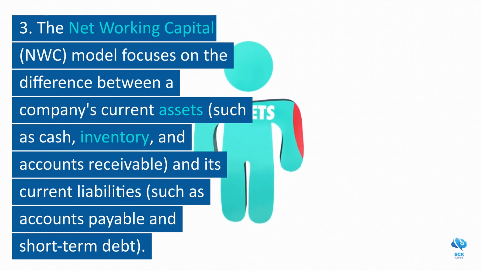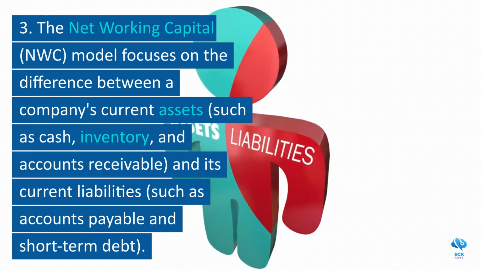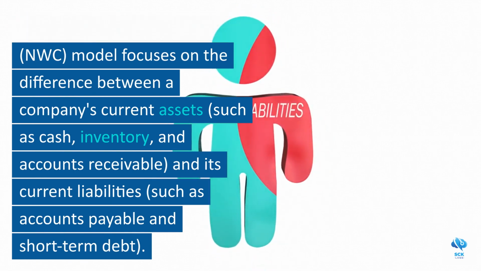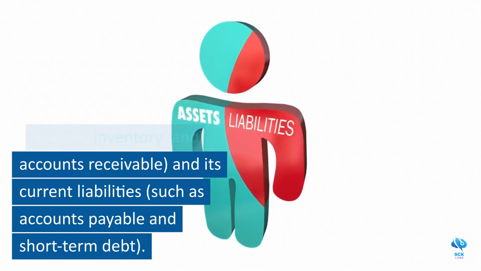3. The net working capital, NWC, model focuses on the difference between a company's current assets, such as cash, inventory, and accounts receivable, and its current liabilities, such as accounts payable and short-term debt.